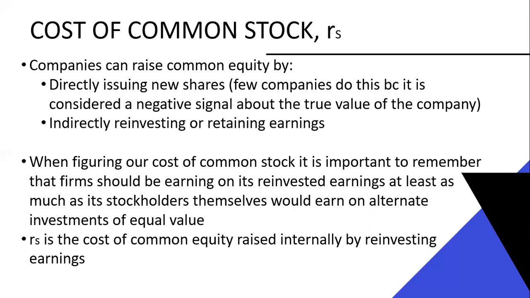But before I go into how to calculate it, let me just talk to you a little bit about common stock overall. So companies can raise common stock or common equity by, one, issuing new shares. Now, very few companies actually end up doing this because they consider issuing a lot of new shares as a negative sign about the true value of a company. So if a company is constantly issuing a lot of new shares, that gives a kind of negative image in the market that, look, they're not being able to manage the company. They're regularly just going and having to raise money.